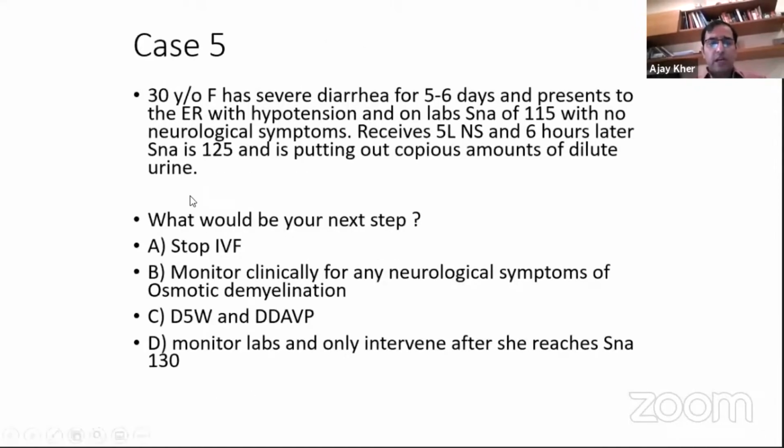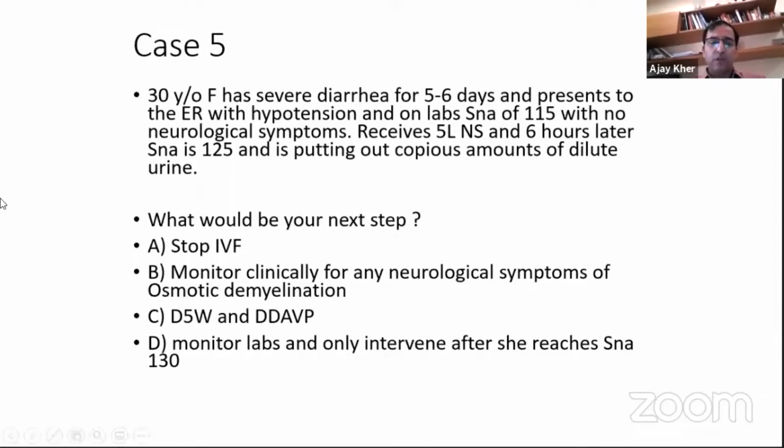So now we'll take a look at a couple more sicker patients. A 30-year-old female with severe diarrhea, with 5 to 6 days of diarrhea, presents to the emergency with hypotension. Again, serum sodium is 115 with no neurological symptoms. So she receives 5 liters of normal saline over 6 hours, and she's already corrected to 125 and now is putting out copious amount of dilute urine every hour. What would be your next step?